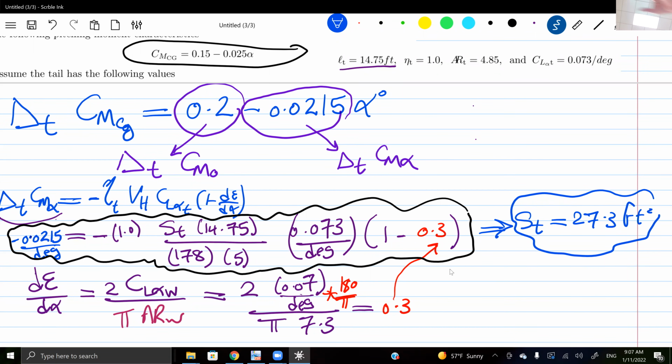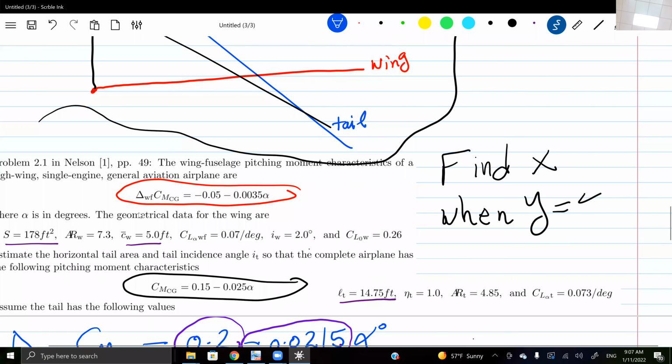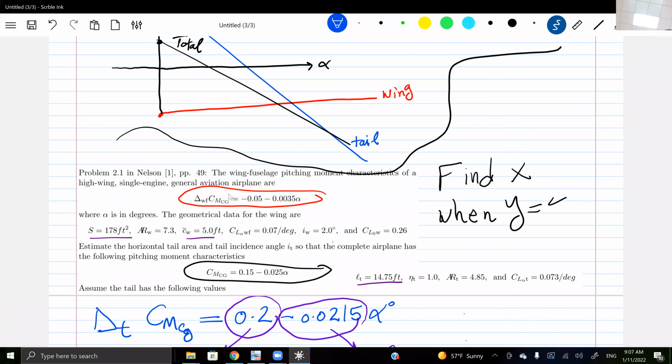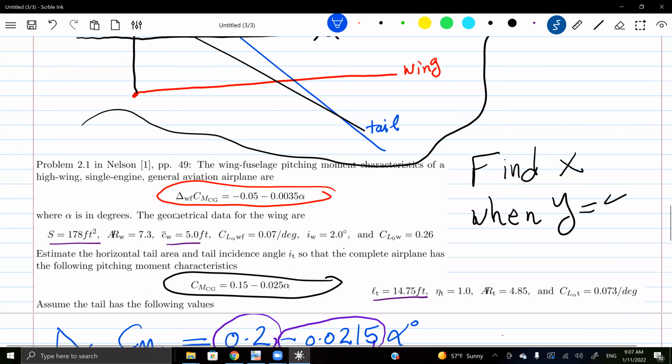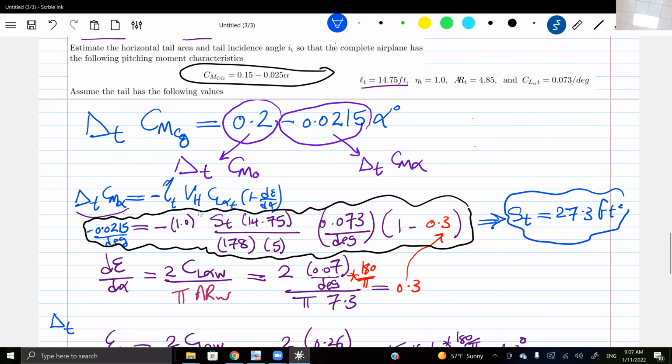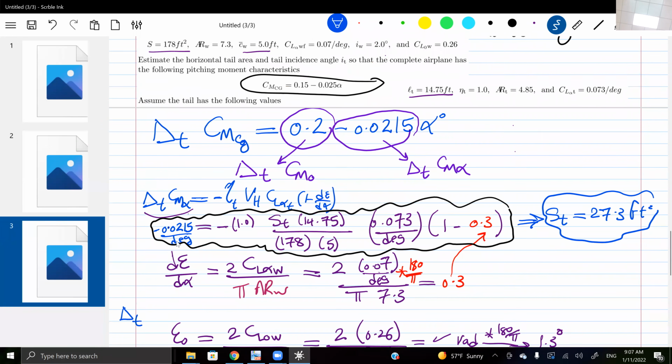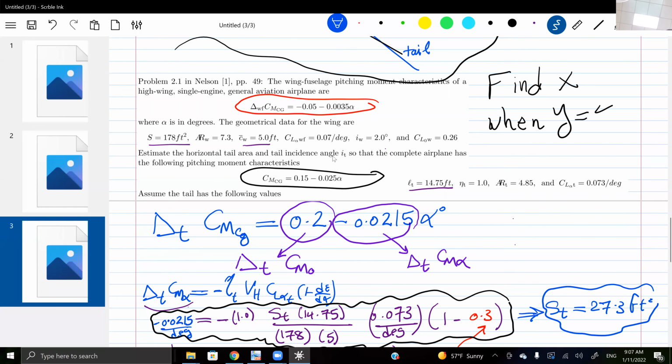Questions? Sorry, can you repeat again, why is the given function per degree? Because here is the figure. Here is the curve. It says the wing fuselage pitching moment characteristics of this airplane are like this, this is the equation. Look at this, where alpha is in degrees. Oh, I see. Thank you. Any question about that? So we got the area of the tail to adjust CM alpha, the stability parameter. And still we need to determine I tail. Any suggestion? How should I move?